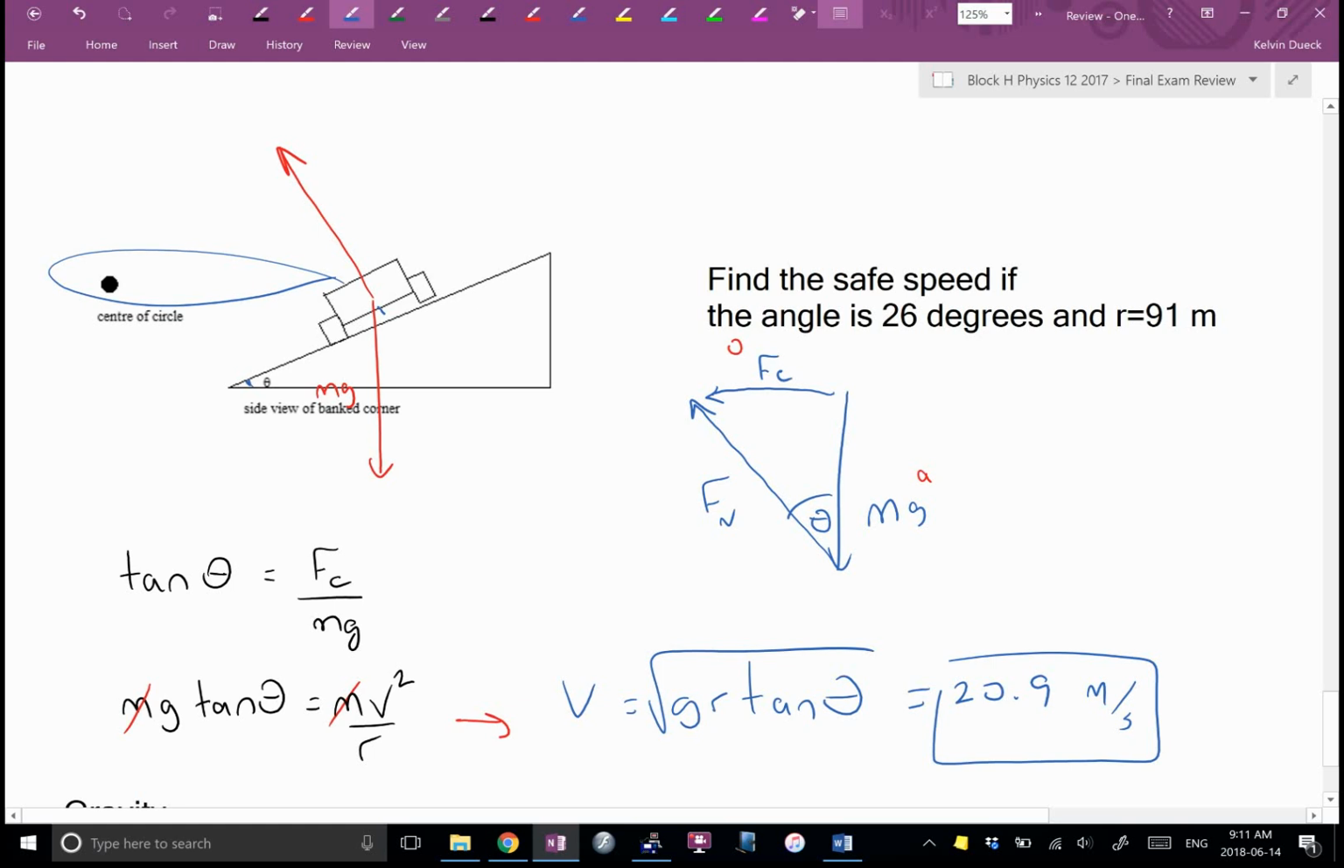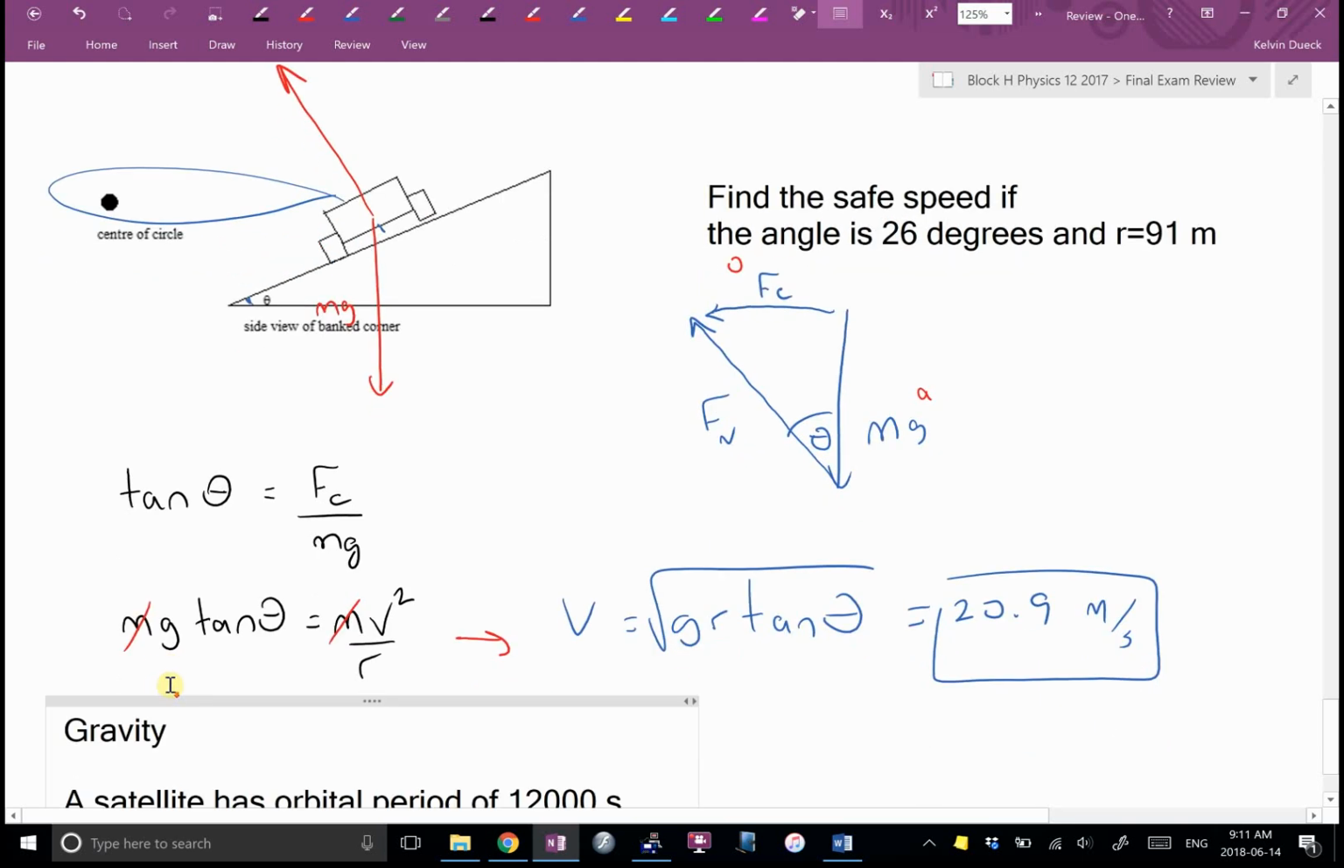Once again, from this line right here, could I instead give you the safe speed and say find the radius? Heck yeah. I guess I could, well, finding G would be pointless because it's 9.8. So I guess I wouldn't do that. I think we did one like that on the homework, but I never put it on your test. I might next year, but right now, no.